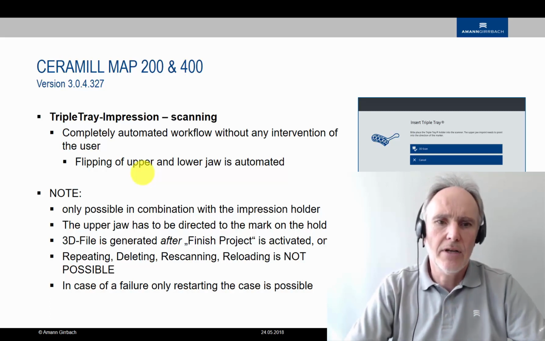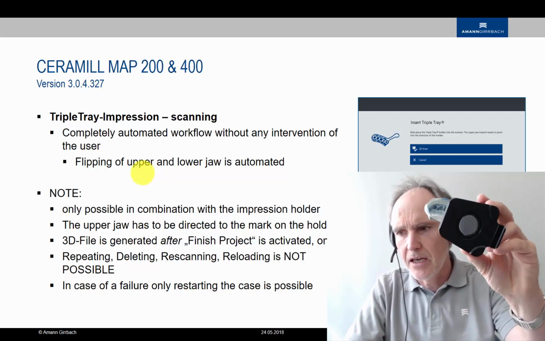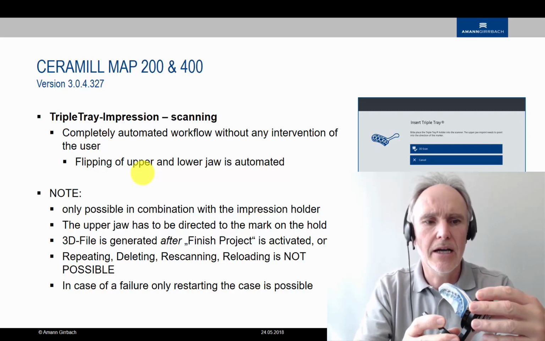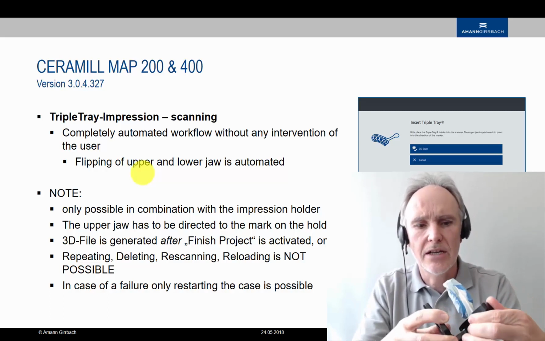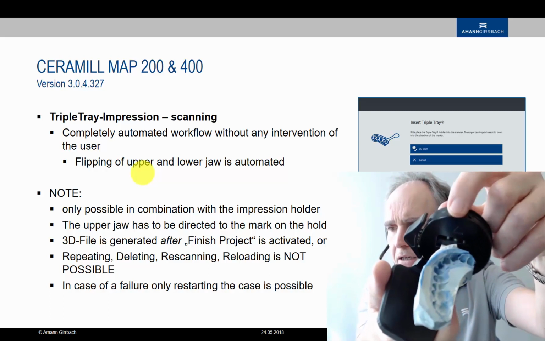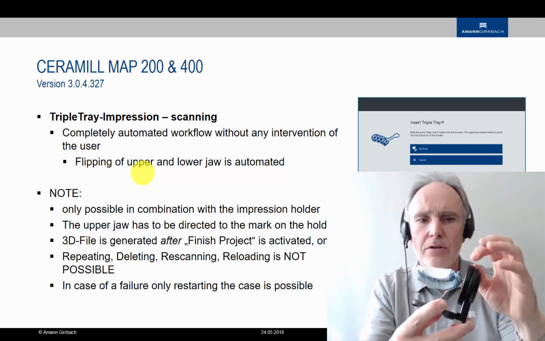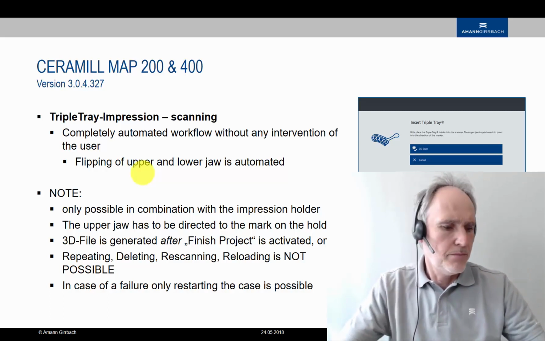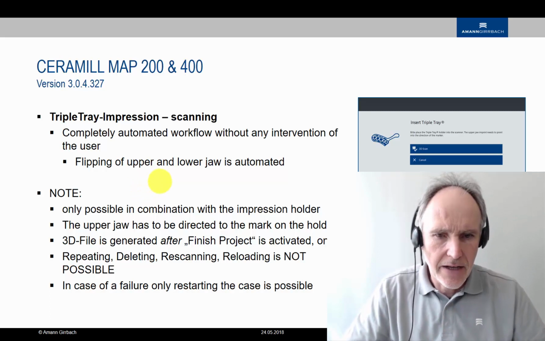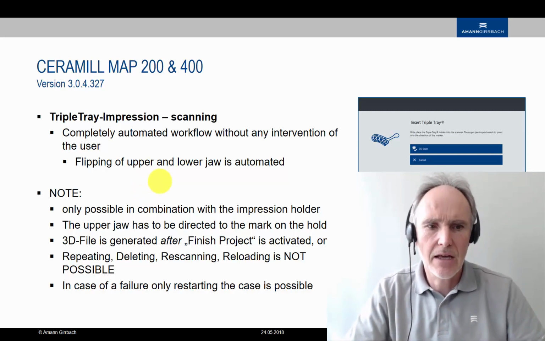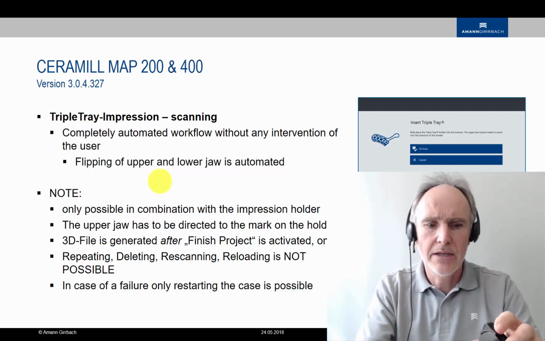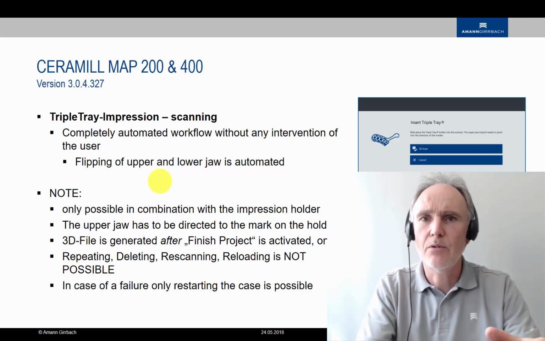Please note that this is only in combination with this special impression tray holder, and the upper jaw has to be directed to the mark. There is a small mark here which has a small arrow. It's here on the top, this arrow symbol, and when you put the upper to the symbol then you are in the right position. After you have finished the scanning process, you get a finished result. If something happens during the scanning process, you have to restart. There is no possibility of rescans in the scanning procedure.